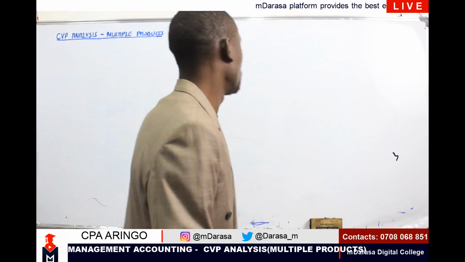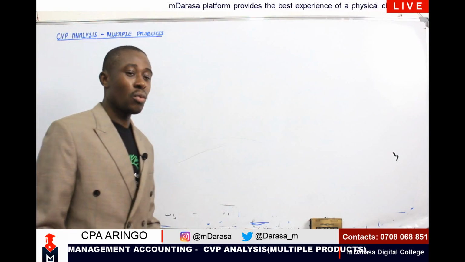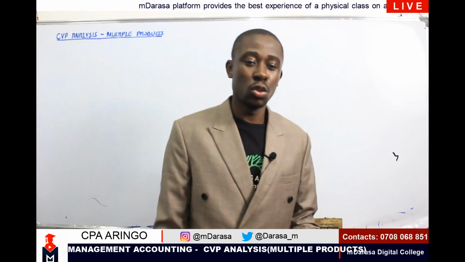So in our class today, we are going to introduce another phase of CVP, and this time around, I'll be looking at CVP analysis for multiple products. CVP analysis for multiple products is a concept that I want us to study today. So, my good students, what should we understand or what should we know?